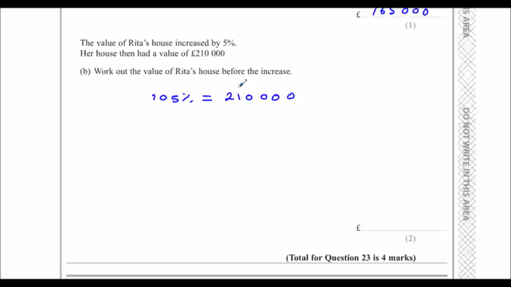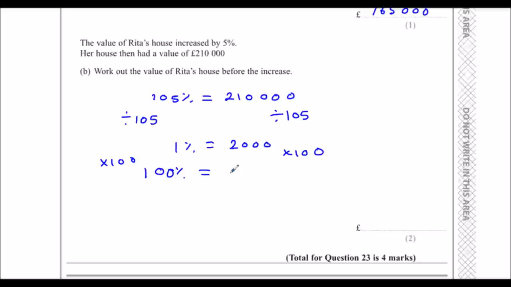So 105% equals 210,000. If we divide both sides by 105, that'll give me 1%. So 210,000 over 105. So 1% is 2,000. So now I'm going to times both sides by 100. So 100%, so the original amount is 200,000. And of course, you can check that by adding 5% onto 200,000 and seeing if you get 210,000, which you should.